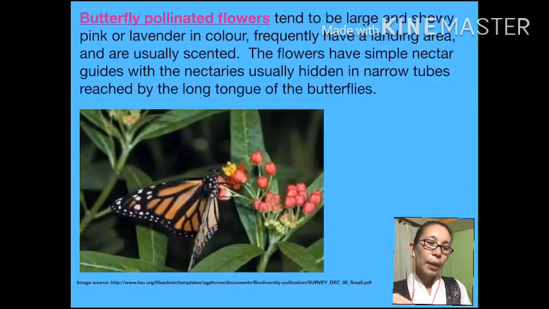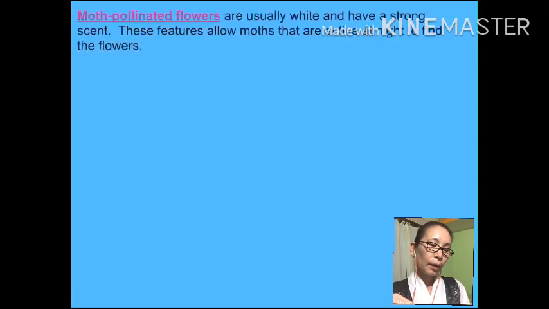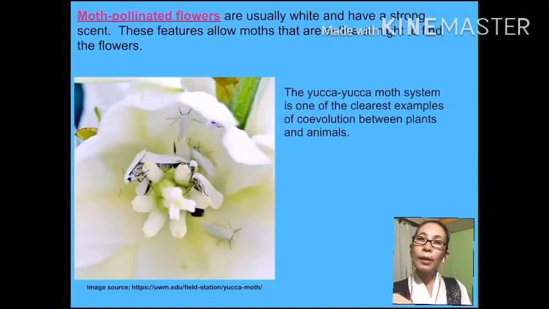Similarly, butterfly-pollinated flowers can carry the nectar deep inside the tubular corolla, which can be easily reached by the long tongue of the butterflies. And such flowers are bright in color as well as have a prominent landing platform. Likewise, moth-pollinated flowers are usually white and have a strong scent. And such features allow the moth to locate the flowers in the dark.